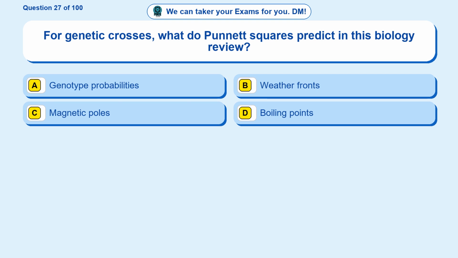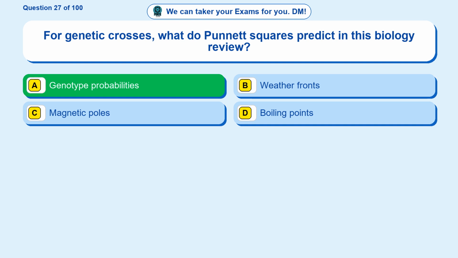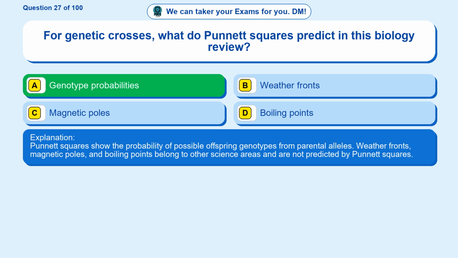Question 27. For genetic crosses, what do Punnett squares predict in this biology review? Option A, genotype probabilities. Option B, weather fronts. Option C, magnetic poles. Option D, boiling points. The correct answer is option A. Genotype probabilities. Punnett squares show the probability of possible offspring genotypes from parental alleles. Weather fronts, magnetic poles, and boiling points belong to other science areas and are not predicted by Punnett squares.